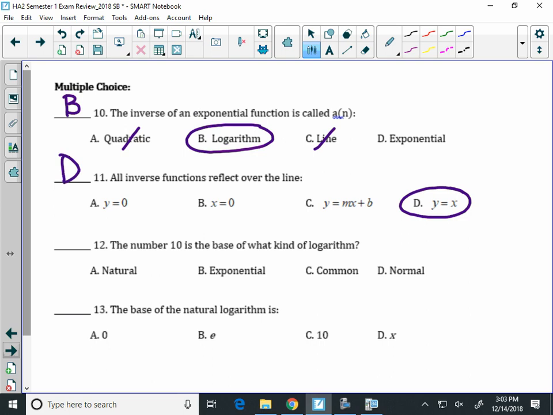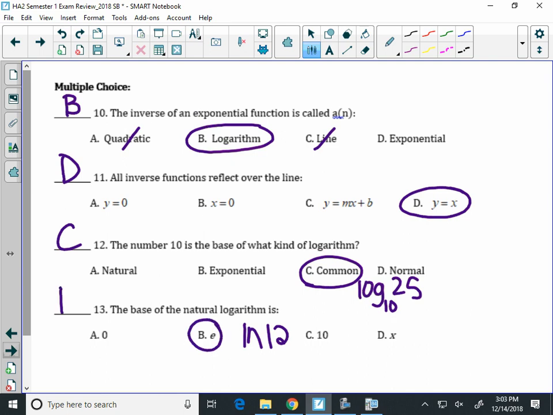All right, and last two are about logarithm bases. The number 10 is the base of the common logarithm. The common logarithm is the one that's just log of a number. So remember, it's always log base 10 if you see something like this. Log of 25 would be log base 10. And the base of the natural logarithm, that's your ln of a number, is e. All right, so that's your exponential and logarithms review here. I'll have other videos for Unit 6 and 7 up next.